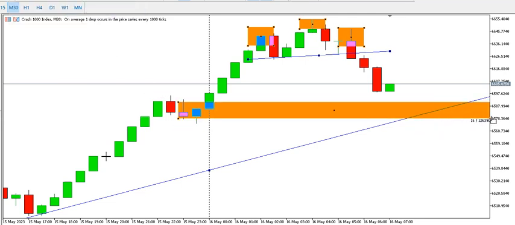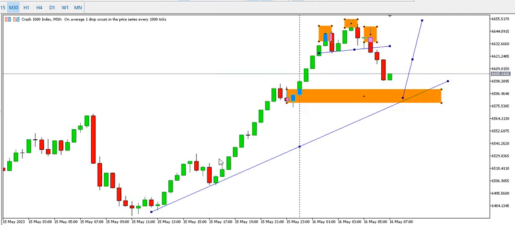Price could find support at this other block and continue to rise. The other block is in confluence with the ascending trend line, so price could rise from there. So that's that on the 30 minutes time frame.